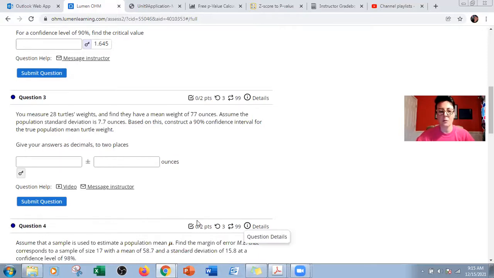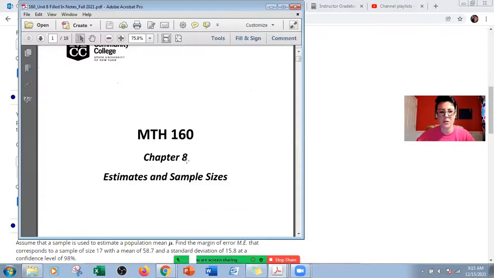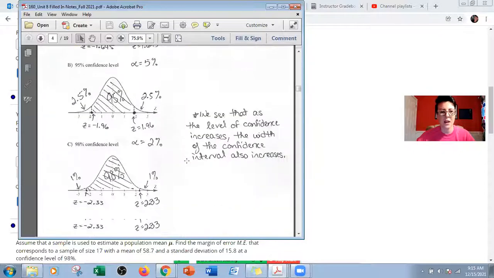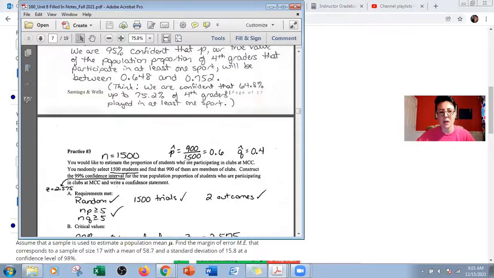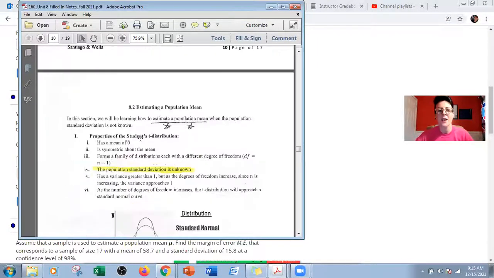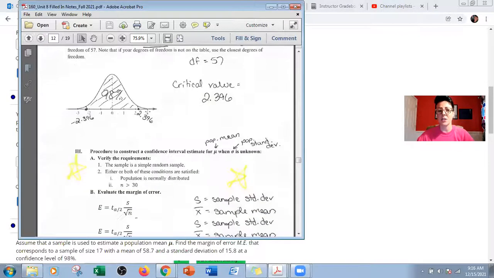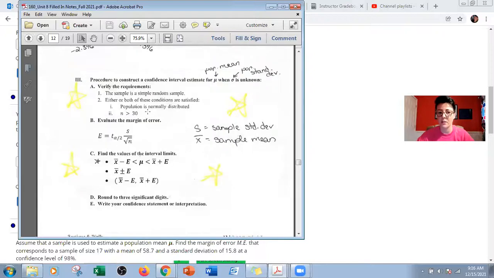So I want you to think back too, and it may help if I show you. Let me open up the Unit 8 notes. I want to show you a specific formula. We're talking about population means and sample means, so we're going to bypass all this proportion stuff. We're in 8.2, estimating a population mean. And we tend to use our t value for our critical value. Notice here, we're going to use E to calculate the margin of error. And that formula is your t critical value multiplied by the sample standard deviation divided by the square root of n.